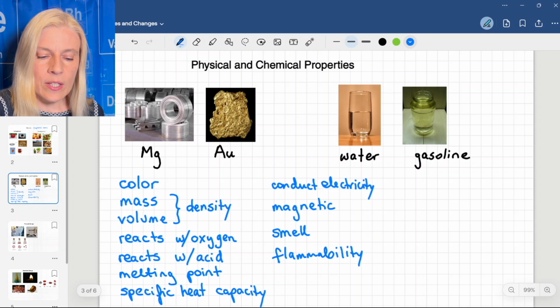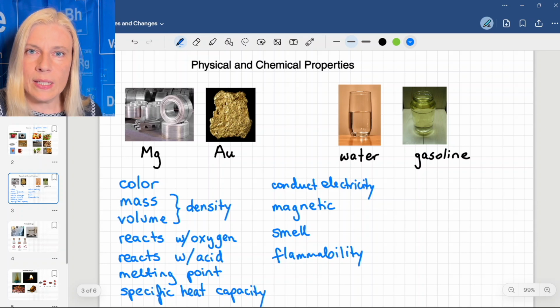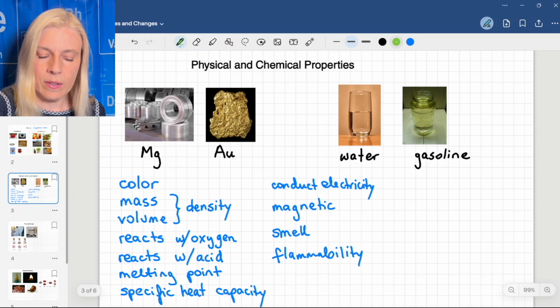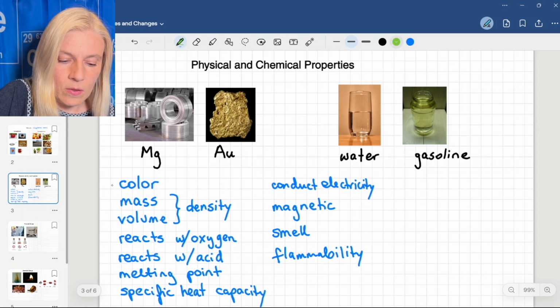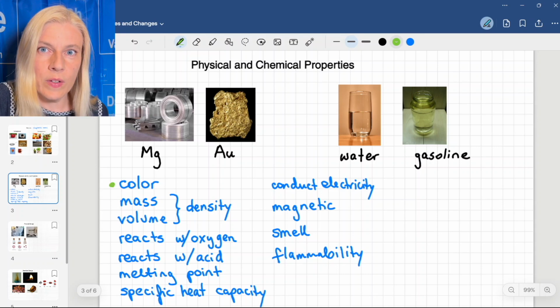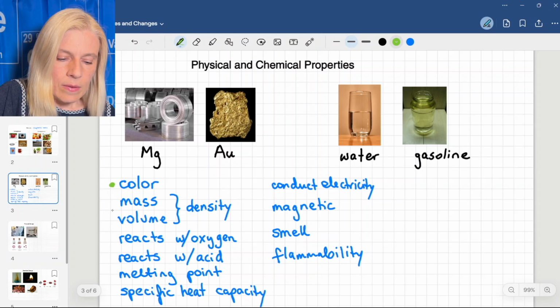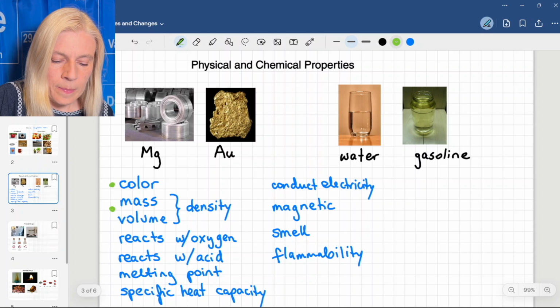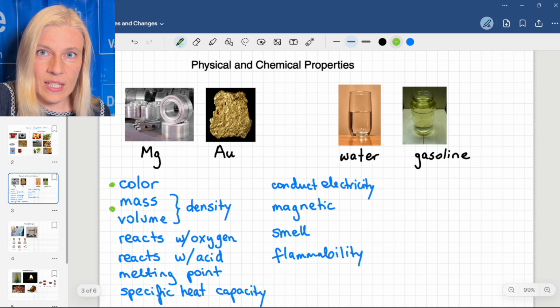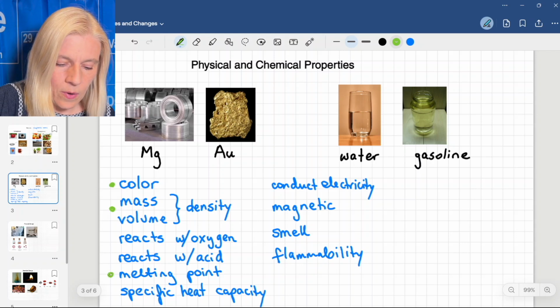Okay, so let's think about this. Properties which allow us to distinguish between two substances without changing the composition of a substance would be physical properties. So which ones will we see? Well, color will be a physical property. Density will also be a physical property. I can measure the density of a substance. Now, a melting point, I can melt gold and then I can solidify it, right? Or melt magnesium. So melting point, physical property.